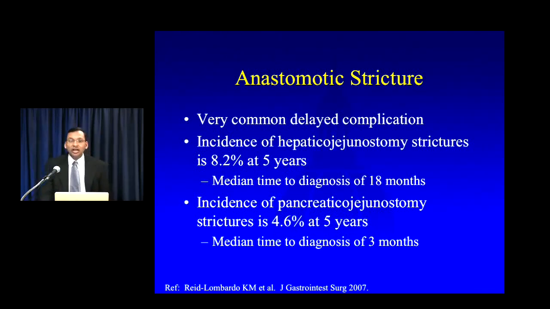Now, the time frames in which you're going to be looking for these anastomotic strictures are, I think, important to know. Pancreatic and jejunal strictures tend to occur pretty early, right? The median time to diagnosis is 3 months. So this is something you're going to see on their immediate postoperative follow-up or maybe a couple of follow-ups down the line. On the other hand, hepaticojejunostomy strictures take a little longer to develop, 18 months, 2 years. So this is something you're going to be looking at years down the line potentially, and not something you're going to see in the immediate first follow-up or second follow-up.